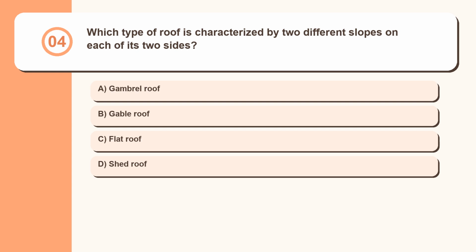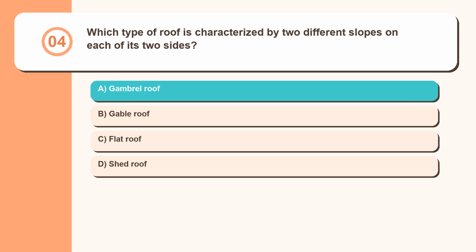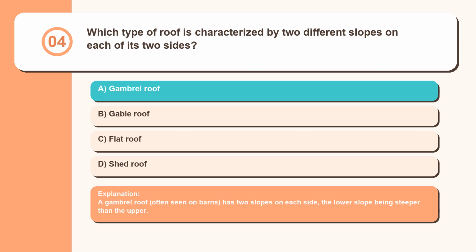Question 4. Which type of roof is characterized by two different slopes on each of its two sides? Gambrel roof, gable roof, flat roof, shed roof. A gambrel roof, often seen on barns, has two slopes on each side, the lower slope being steeper than the upper.